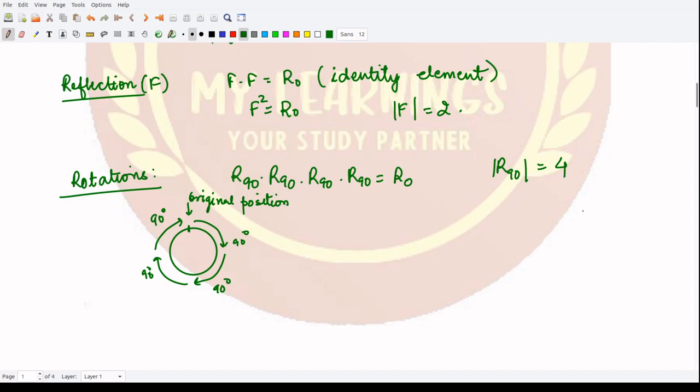Similarly, if you take R120, what would be its order? It would be 3, because when you rotate the same circle by 120 degree 3 times, you get back the angle 360, which was your original position, which is exactly equal to the identity element. Hence the order in this particular case is equal to 3.